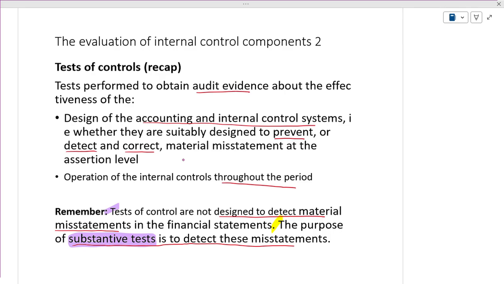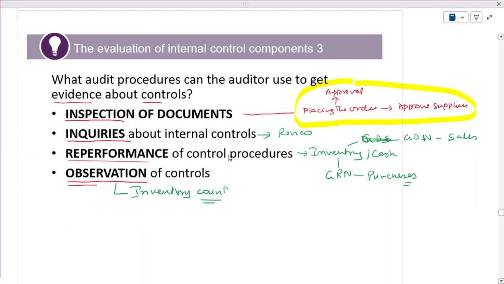Why are we doing this? We are designing controls. What is the purpose? First you will prevent it, then you will detect it. Once you have detected it, then you will correct it. First, the most important is prevention, next detection, and the last one is correction. We are talking about what procedures we will do.